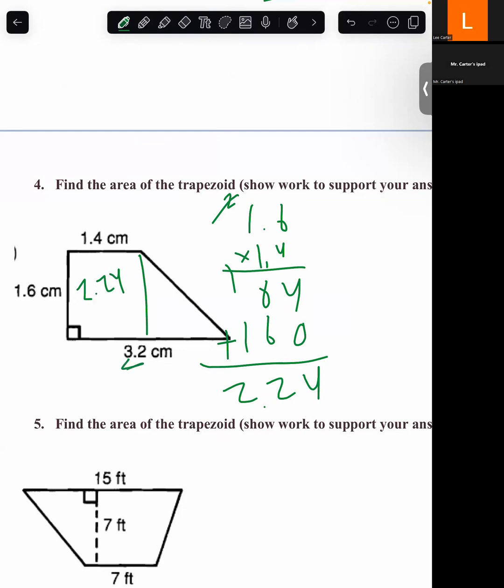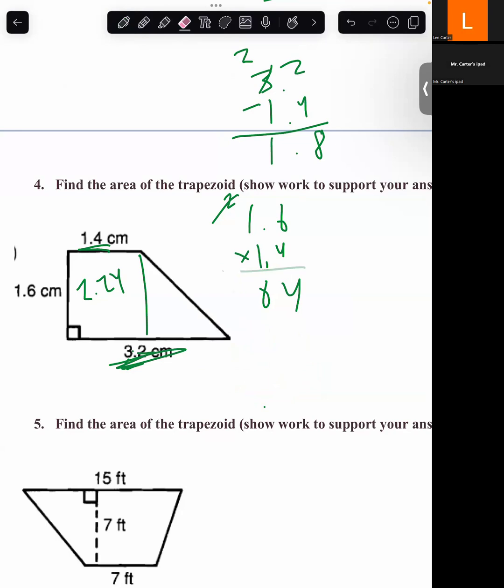Now, if this is 3.2 and that's 1.4, this would be, you subtract, 3.2 minus 1.4, which gives you 1.8. So this part right here is 1.8. Now to find the area, this is 1.6 right here. So 1.6 times 1.8. But it's a triangle, so it's half the rectangle, so we divide by 2.